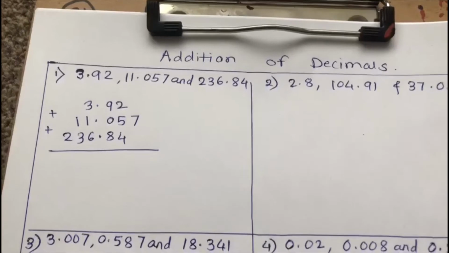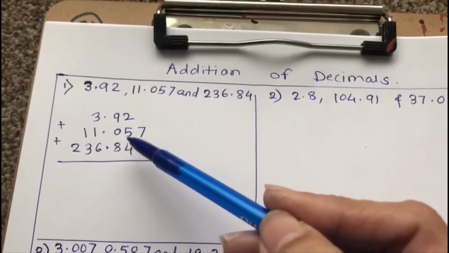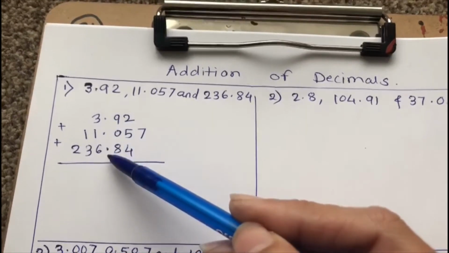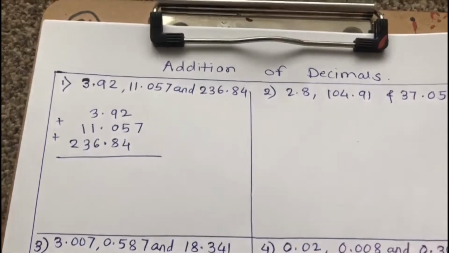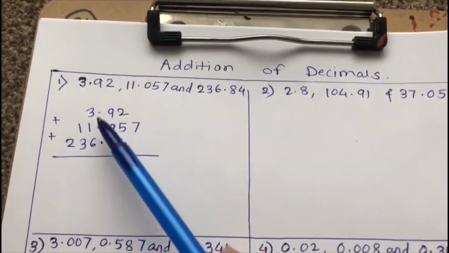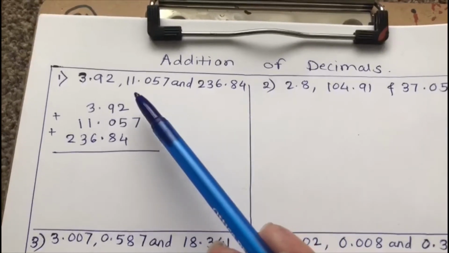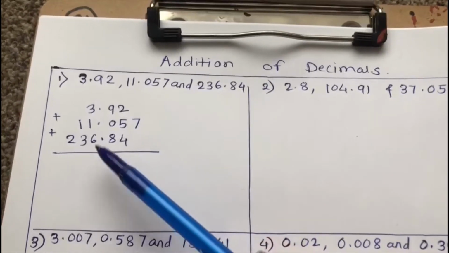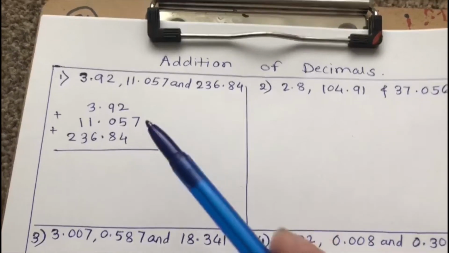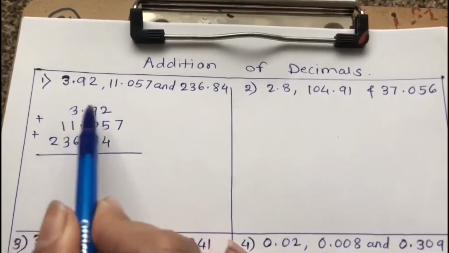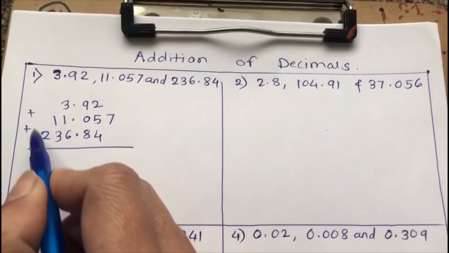While addition of decimals, write the given decimal numbers in such a way that the decimal points of all the numbers fall in the same vertical line and digits with the same place value are placed one below the other. That means units are written below the units, tens below the tens, ones below the ones, and so on. So we have written an example here. So we'll do the addition.